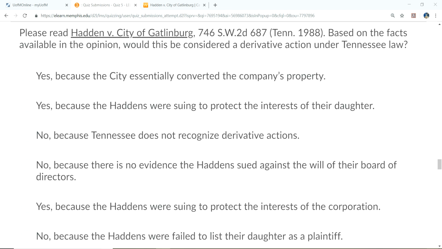And the next answer we can choose from here is yes, because the Haydens were suing to protect the interests of the corporation. And in the lawsuit, actually, it says that the corporation was not represented. It wasn't there. They used that argument to say that they couldn't recover damages. Let me bring that up and show you.